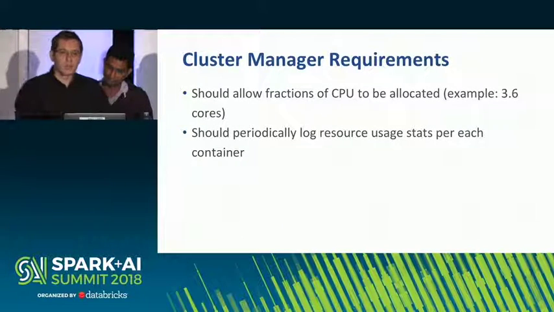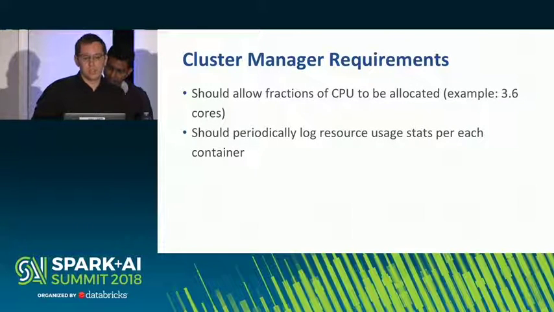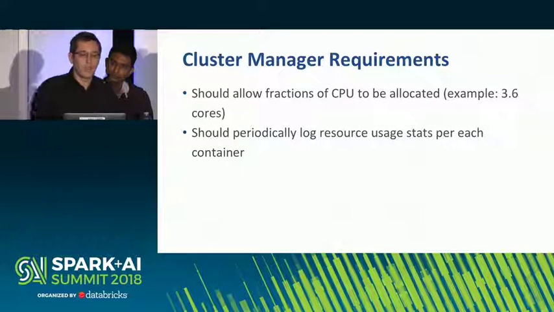So there are, of course, some cluster manager requirements in order to be able to achieve this. In the previous examples I was giving, we were cutting CPU by an integer number, by 1. We came from 4 CPU cores to 3 CPU cores. This is not always going to be the case. In some cases, we might be cutting CPU cores by some fraction, by 10%, 15%, 20%. And in this case, a cluster manager has to allow fractions of CPU to be allocated, so something like 3.6 cores instead of 4 cores. Also, a cluster manager has to periodically log resource usage statistics per each container. And this data will be used in the predictions later.